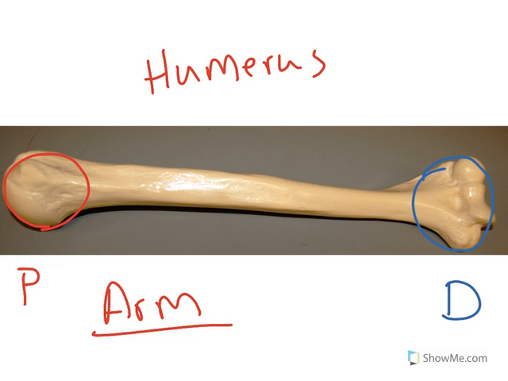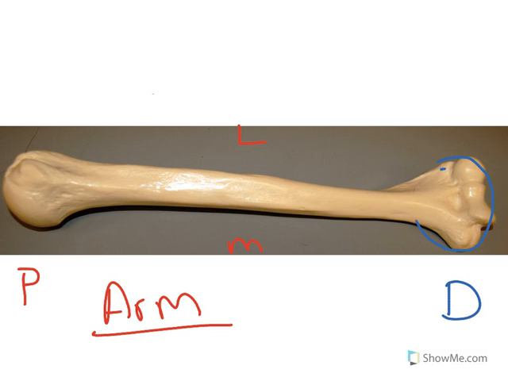This surface here is medial and this surface is lateral, so I'm going to leave that information up for us so that we can keep ourselves organized here. Now, we're going to begin on the proximal end and work our way to the distal end.